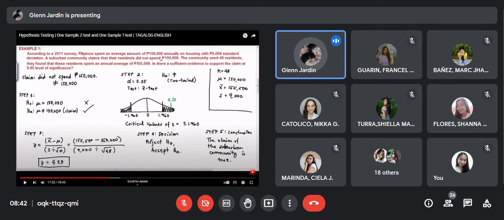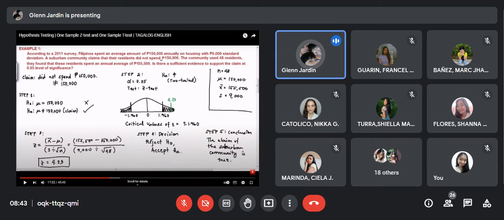So, ang nire-reject natin yung claim. Kaya ito naging two-tailed kasi is not equal to. So, it could be greater than or less than. Pero, since the computed value is greater than, it falls on the region of rejection. Kaya ang decision natin, which is step 4, reject the H sub O, which is equal to 150,000, and accept H sub A. So, meaning to say that the average is not equal to 150,000.